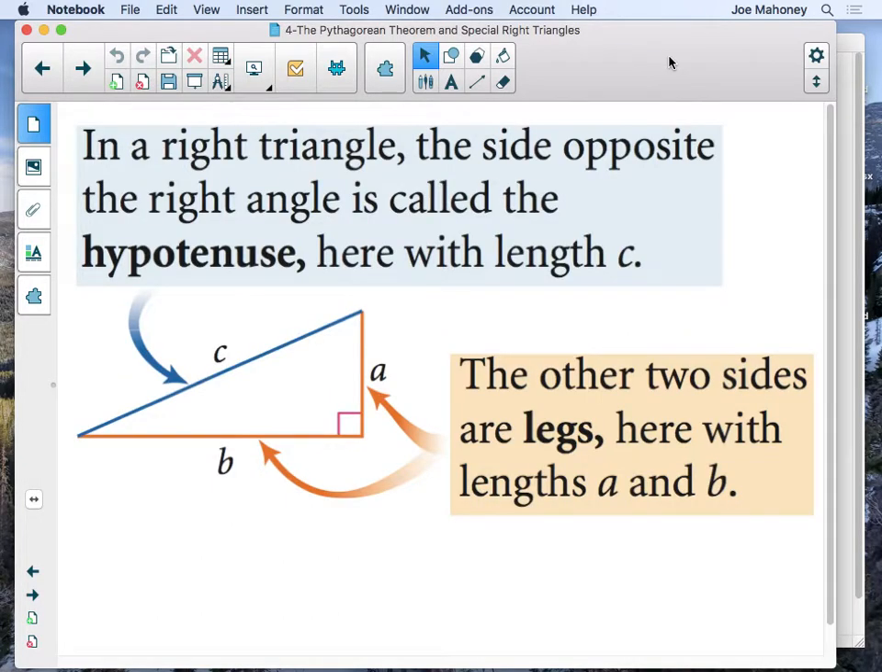So first of all, let's just get some definitions down. So yeah, the side opposite the right angle is called the hypotenuse. We usually label that as C. And the other two sides are the legs of the right triangle, and they have lengths A and B. So A and B always represent the lengths of the legs, and C is always represented by the hypotenuse.